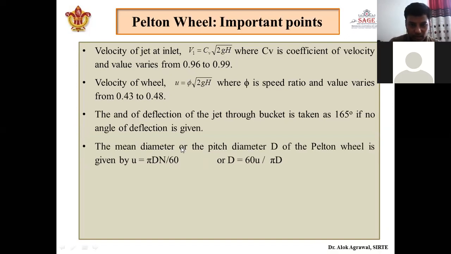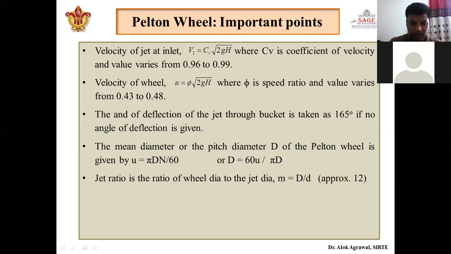Next is the mean diameter or pitch diameter D of the Pelton wheel. We know that U we have calculated by using this formula, but U is also pi D N by 60. Tangential velocity is given by pi D N by 60. So by keeping D on one side and the rest of the terms on the other side, we can calculate the diameter of the wheel. Jet ratio is the ratio of wheel diameter to the jet diameter. There is an important term, jet ratio, which is equal to the diameter of the wheel, which is calculated from here, and diameter of jet, small d is diameter of jet, which is generally equal to 12 in most of the cases.